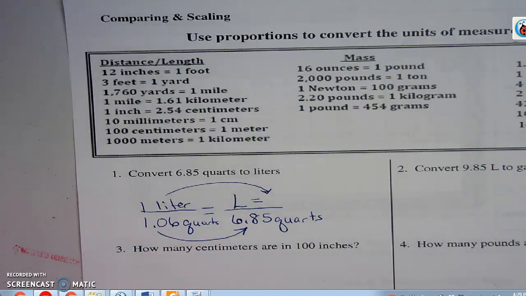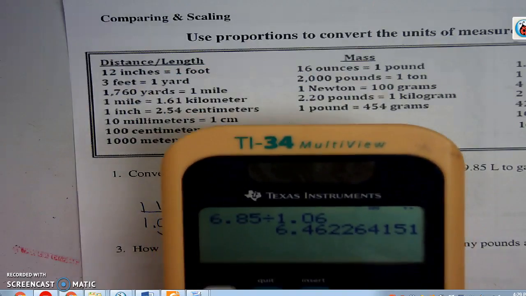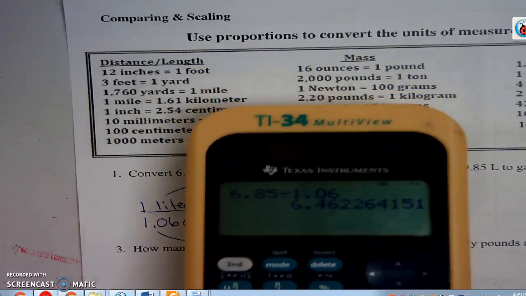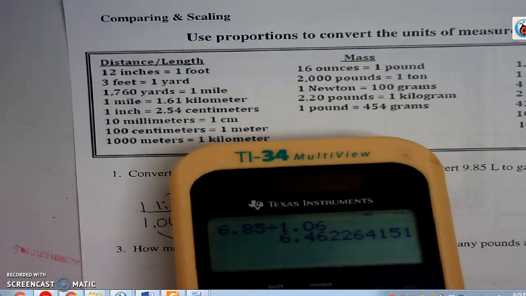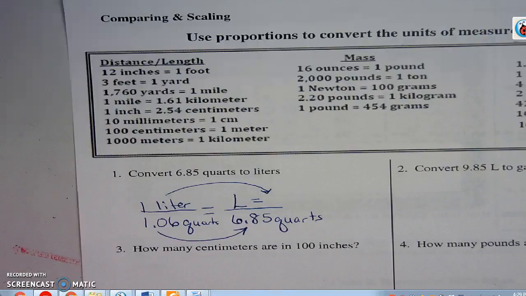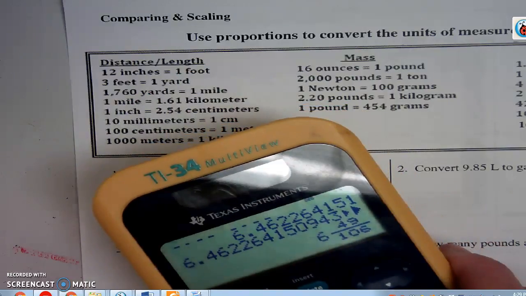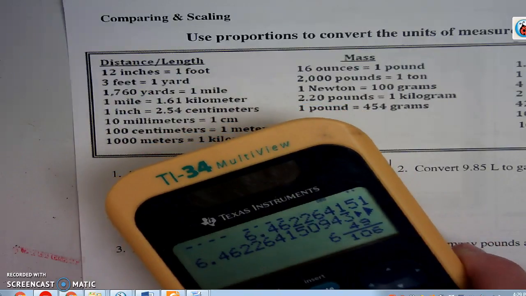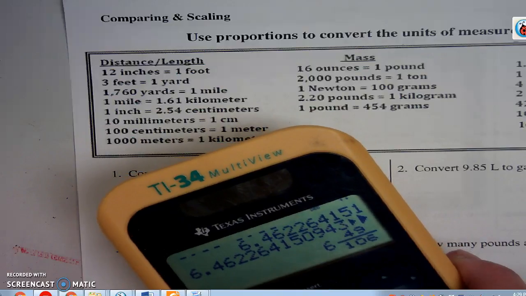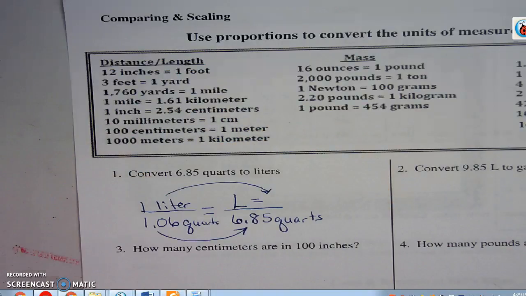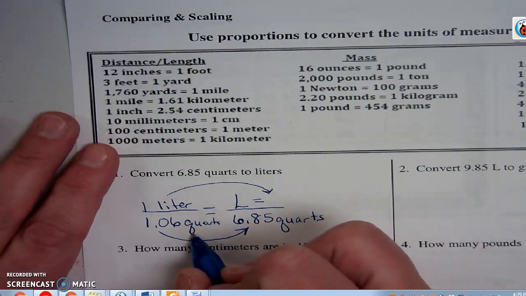So I divided 6.85 by 1.06. I don't think you can see that, but I did. My scale factor was something kind of ugly, so I'm going to hit second fraction. And then the fraction is even uglier: 6 and 49 over 106. That's because we're dividing these decimals, and no matter how you swing it, the answer is not that great. It's pretty ugly.